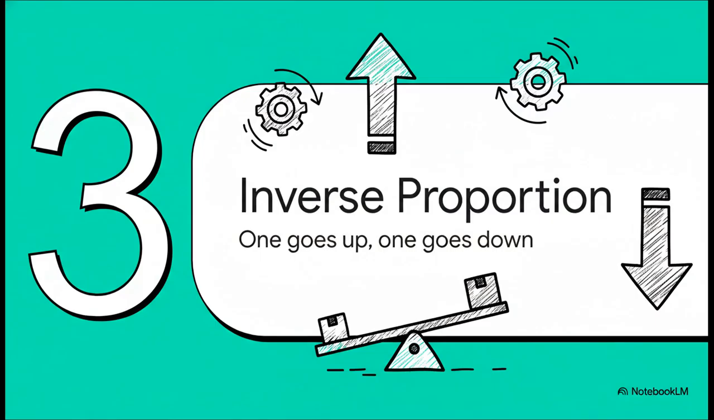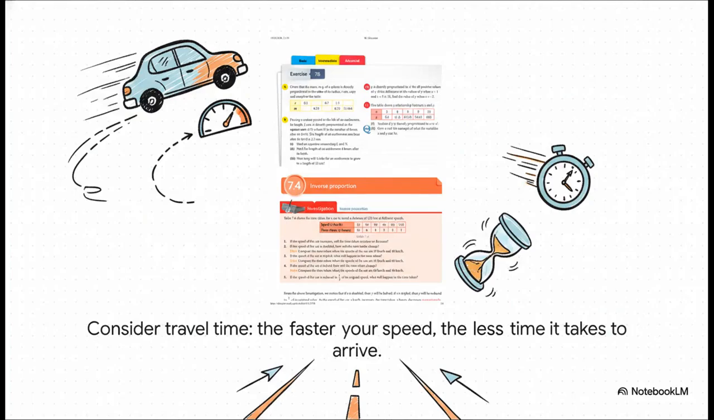And just like the name suggests, this describes a relationship where two things move in opposite directions. As one value goes up, the other one goes down. A perfect real-world example of this is the relationship between your speed and your travel time. I mean, think about it.